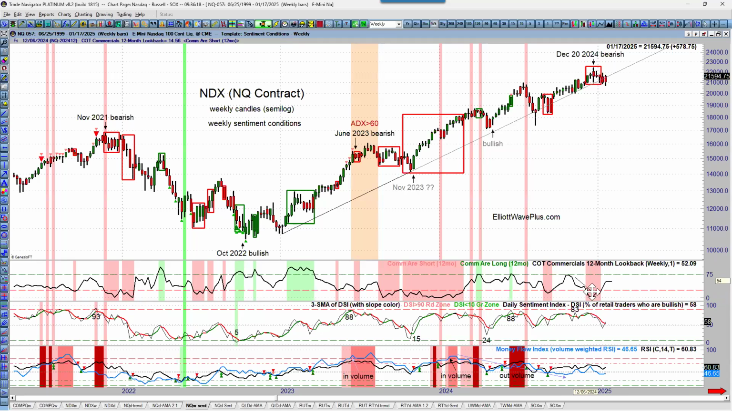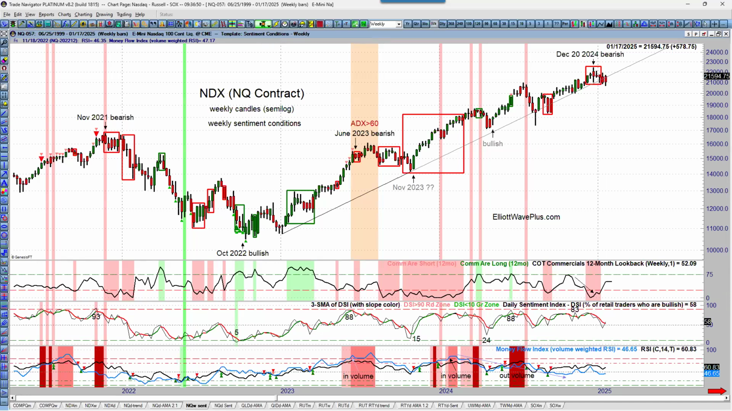At the same time, we had commercials on the 12-month look back heavily short. So this was, in fact, close enough to a perfect storm of bearishness on a weekly chart here on December 20. The first red candle within a thick red box. Retail still quite elevated. Commercials heavily short on 12-month look back. That was a perfect storm. And also we had the money flow lagging the RSI. So everything was perfect about it.